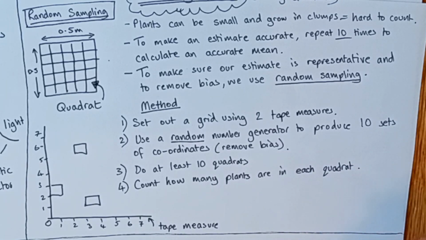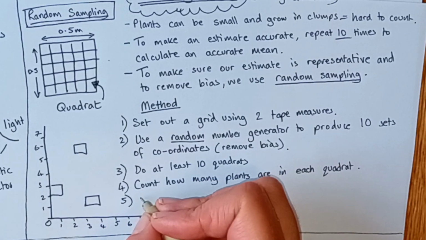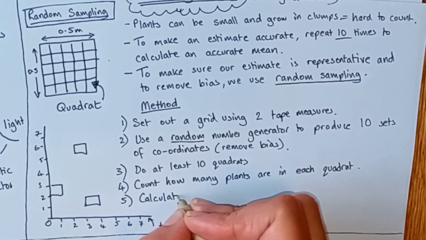We now need to calculate an average. All right. So we're going to calculate an average by adding up however many quadrats we've got and dividing by how many there are. So if we did 10, we'd add up all 10 and divide by 10. So when I say average, I mean a mean, really. So calculate a mean.